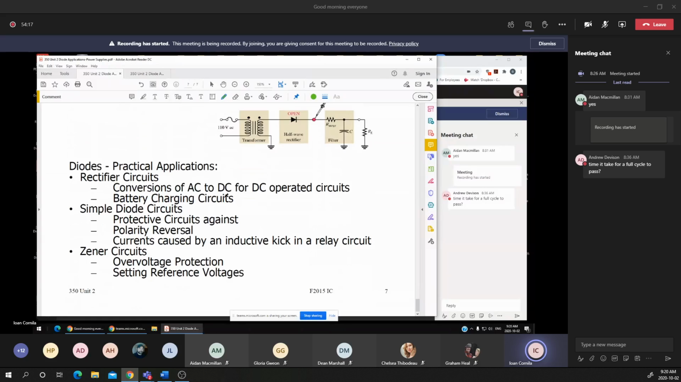Practical applications, AC to DC converters, simple diode circuit. We may discuss protective circuits a bit later, but the next topic is about the Zener circuits or Zener diodes, and that's the next topic that will be posted on D12. Again, I'm trying to post the set of lectures for the test 2 over the weekend.